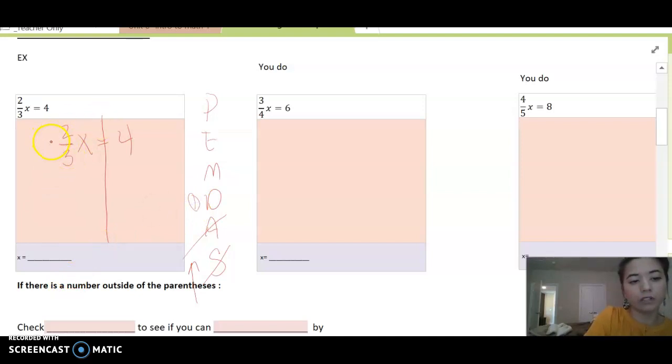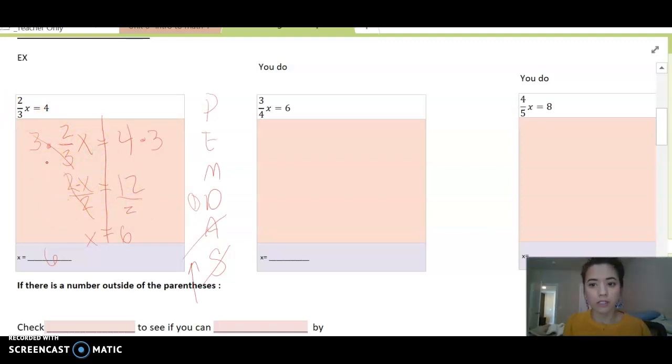To get rid of a divide by 3, we multiply both sides by 3. Those are inverses, so they cancel. 4 times 3 is 12, and we divide this by 2 because this is 2 times x. The inverse of multiply by 2 is to divide. Inverses cancel, and I get 6. So again, we multiplied both sides by the denominator, and then we divided both sides by the numerator.